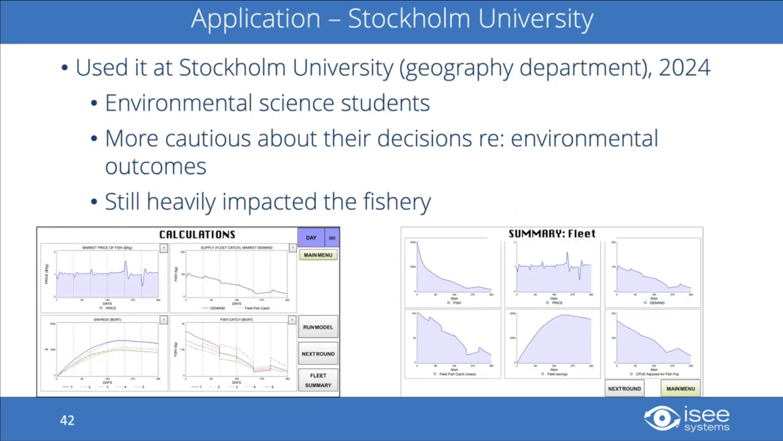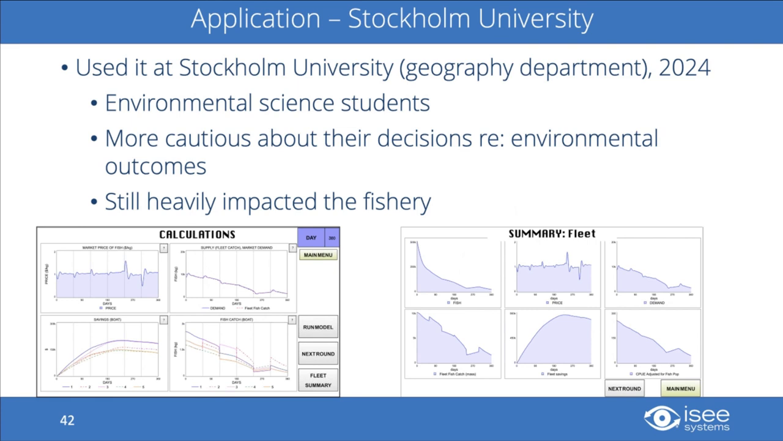and they managed the fishery in a much more sustainable way the second time round. I visited Stockholm University recently, for the geography department. So I was talking to environmental science students who were doing system dynamics. We ran the same game, and they were much more cautious about their decisions regarding the environmental outcomes, but they still heavily impacted the fishery. But the narrative that they were talking about when they were reflecting on the game was different.